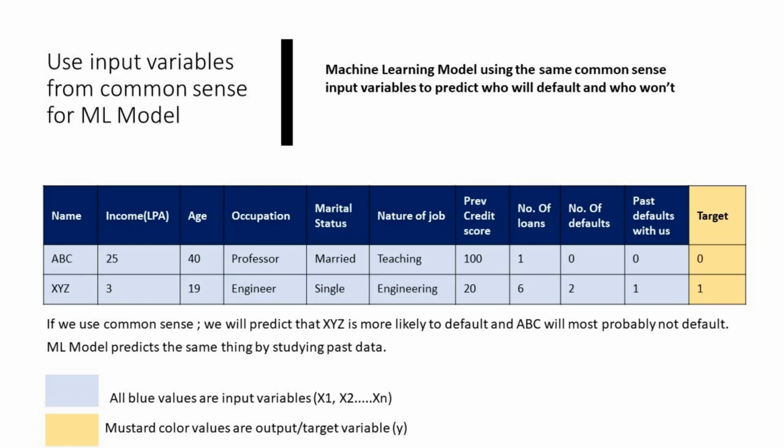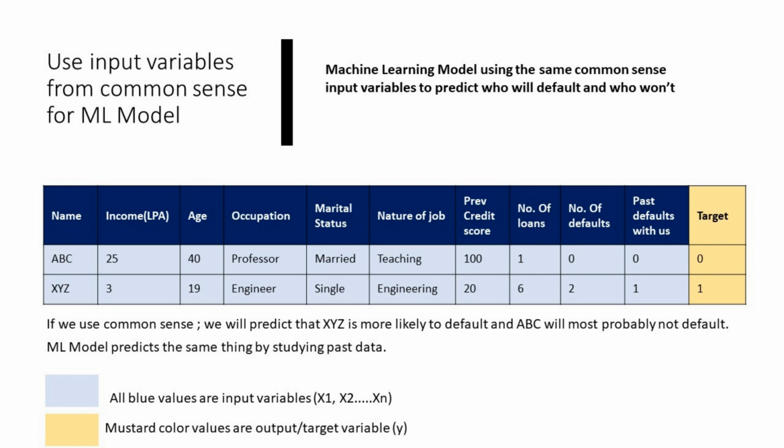So we will now be understanding how we can apply machine learning to predict whether a person will default or not. Example, as you can see on the screen. So we have two people, ABC and XYZ. The first person has a high income. He's married. His past credit score is 100. He doesn't have too many loans, doesn't have any defaults.